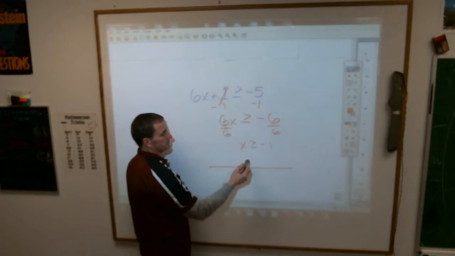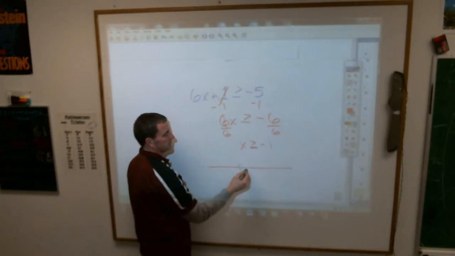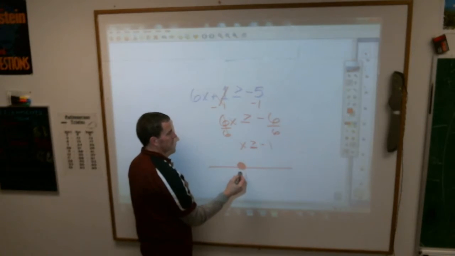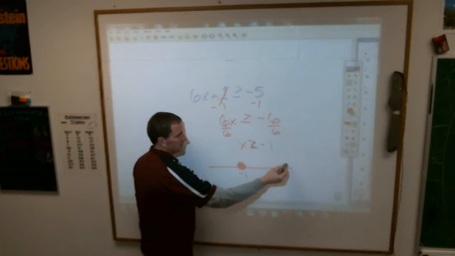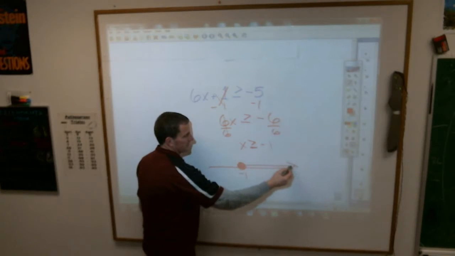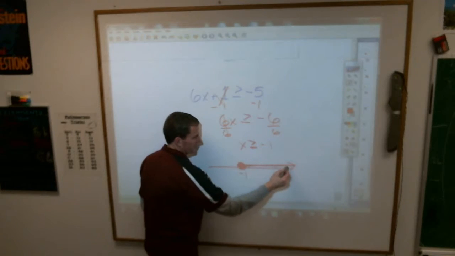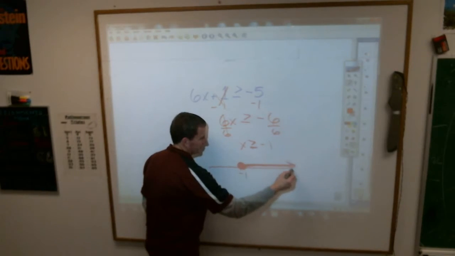Why closed? Because there's an equal sign there. And which way am I going to draw the arrow, to the right or to the left? X is greater than, so it goes to the right. Thank you very much.